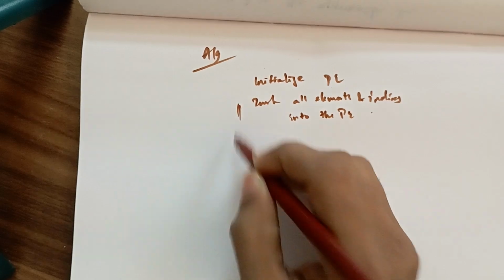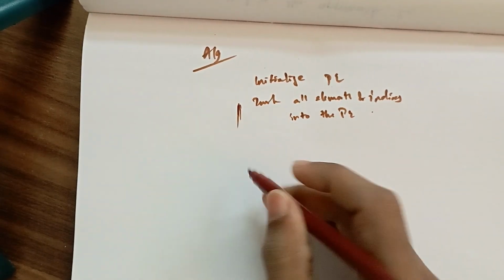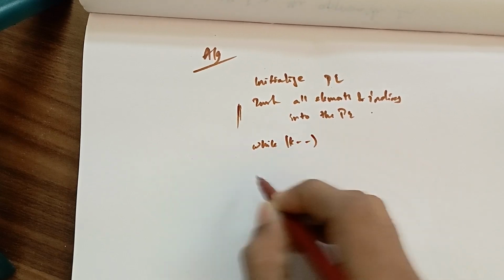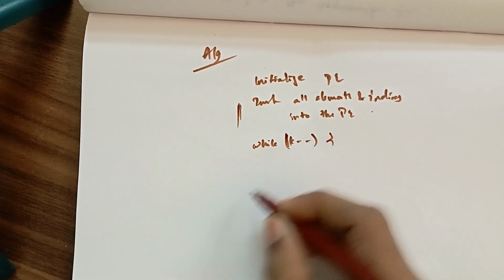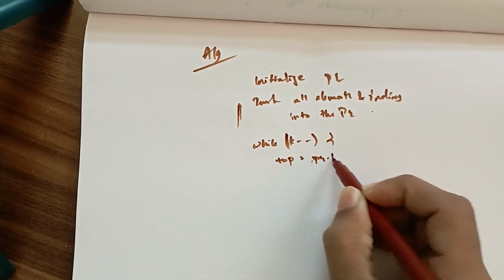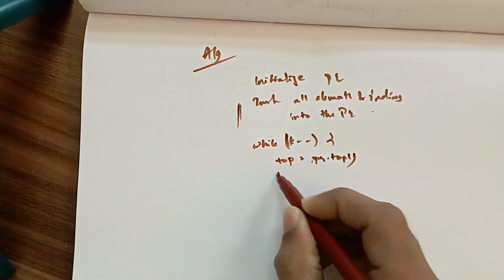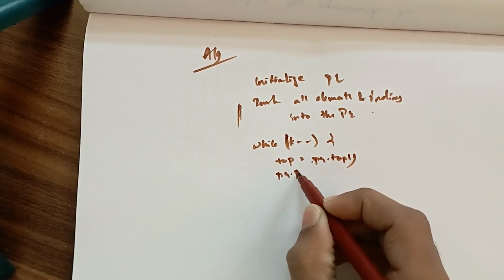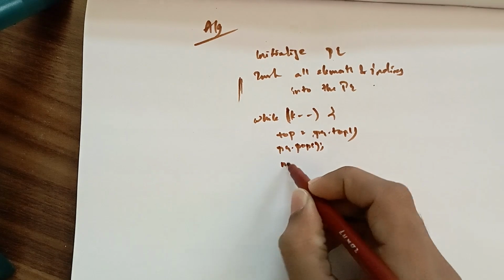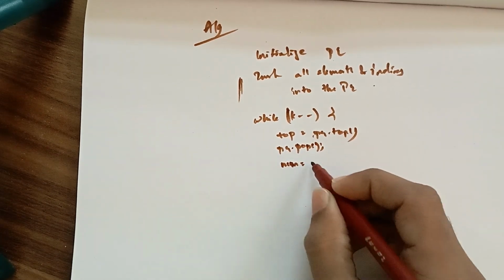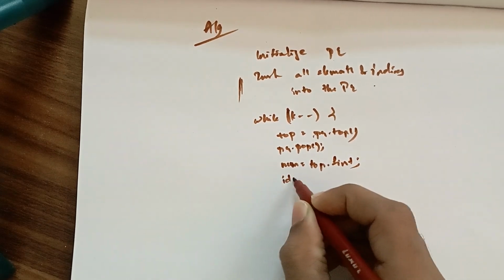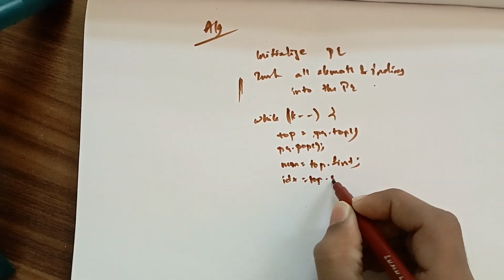We need to do this by iterating through nums and then while k-- , let us take top is equal to pq.top, and we need to remove the top element from the priority queue, and the element num is equal to top.first and index is equal to top.second.